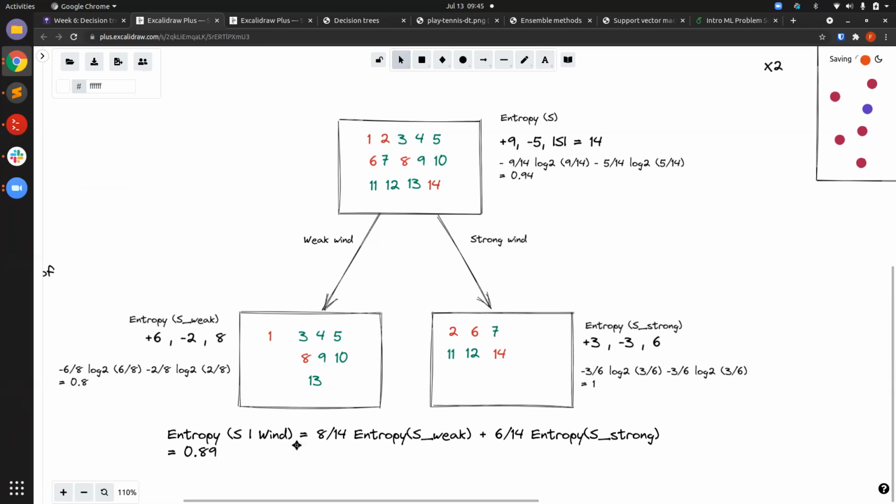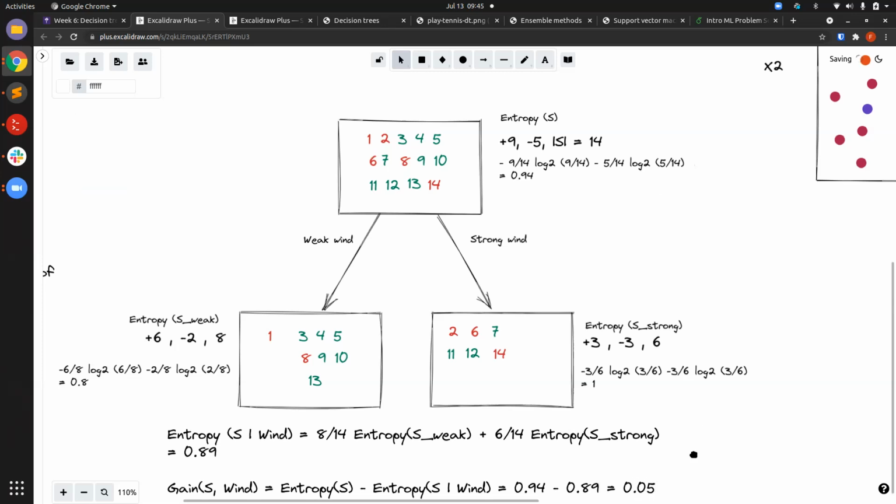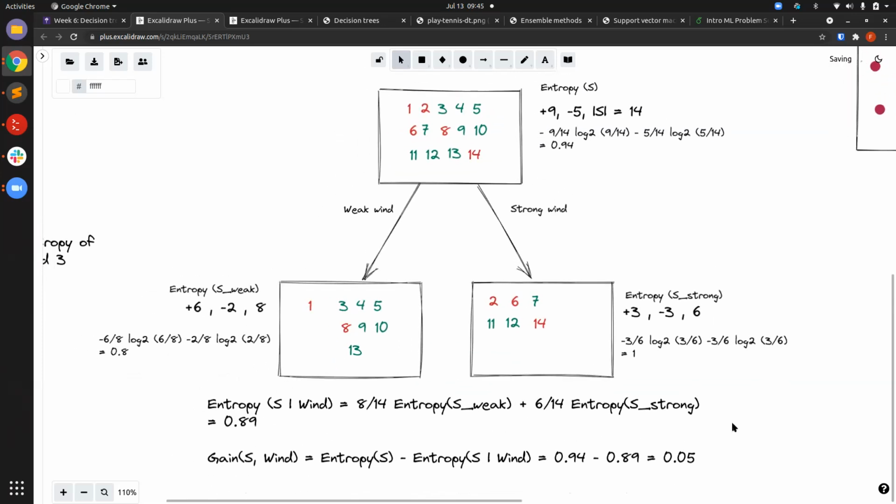And now I'm going to compute the information gain. So the information gain of S, if I split on wind, is equal to the entropy of S minus the entropy of S given a split on wind. So 0.94 minus 0.89 equals 0.05. So this is the information gain if I split on wind.